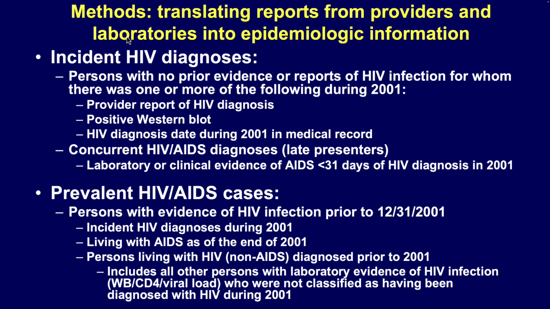One of the first things we were interested in knowing from the new surveillance system was a basic description of the people who were newly diagnosed with HIV in 2001. How many were there? And we wanted to know whether there were important differences between those who were newly diagnosed in 2001 and those that were prevalent cases of HIV diagnosed prior to 2001.